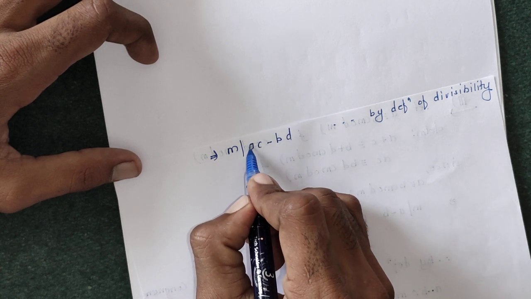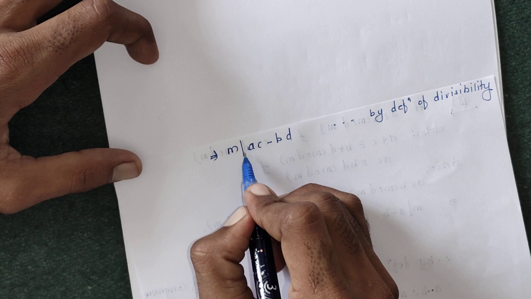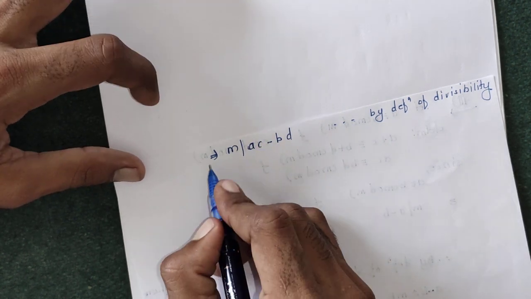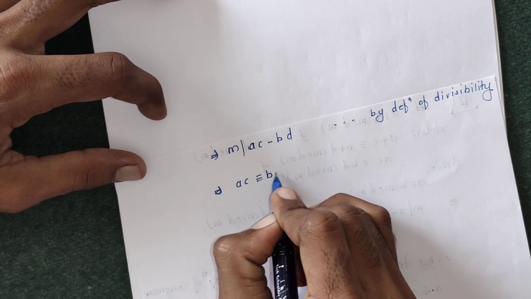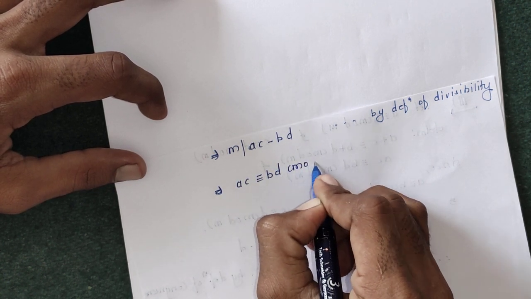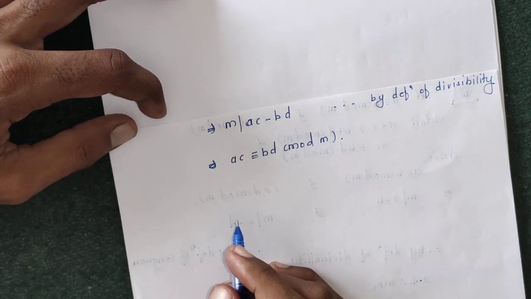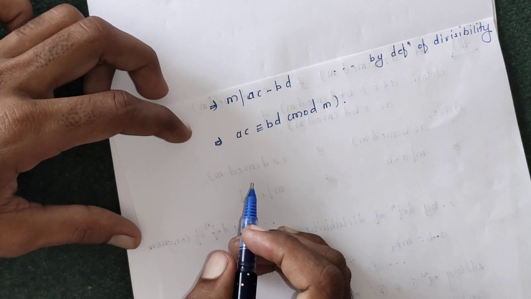Now using the definition of congruence here, m divides AC minus BD gives us AC is congruent to BD under modulo m. Hence the proof of the third statement.